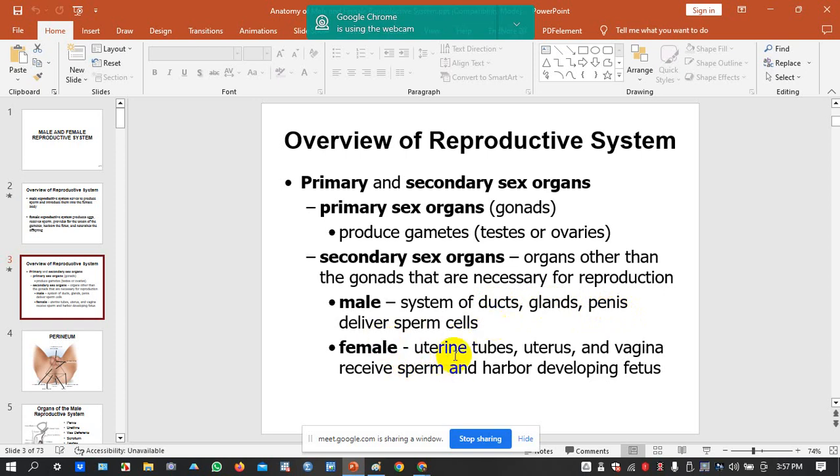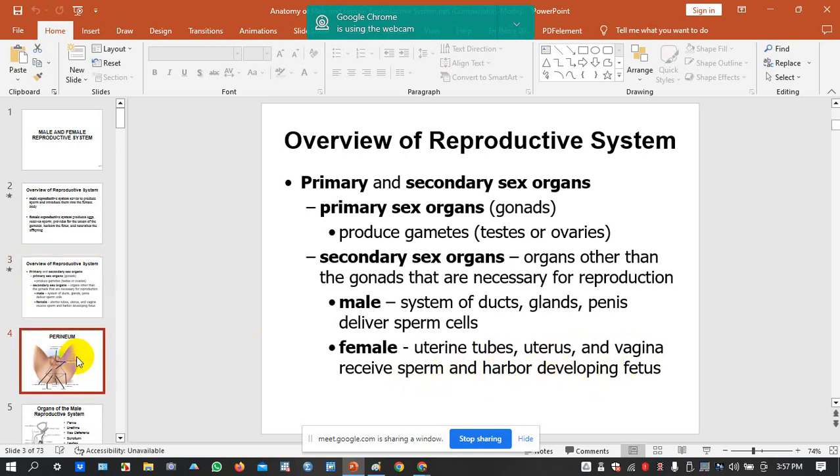The female also has uterine tubes or salpinx, that's the fallopian tubes, the uterus, which is the womb, and the vagina, which receives sperm and harbors the developing fetus. So we have the vagina, which receives the sperm, and the uterus harbors the developing fetus.